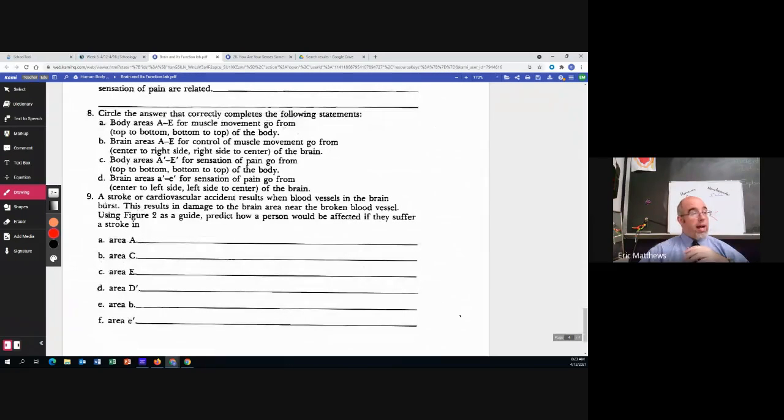Number 9, this is the key. This is why understanding this is so important. Number 9 is saying that a stroke or a cardiovascular accident, a burst blood vessel, some sort of brain damage, results in damage to the brain area near the broken blood vessels. Now that area does not get the oxygen it needs because the blood vessel is broken, so it's not delivering oxygen to that part of the brain. Using figure 2 as a guide, predict how a person will be affected if they suffer a stroke in, and then it gives you a bunch of different areas.